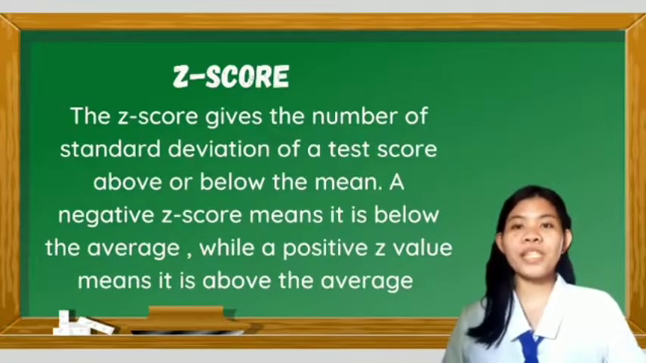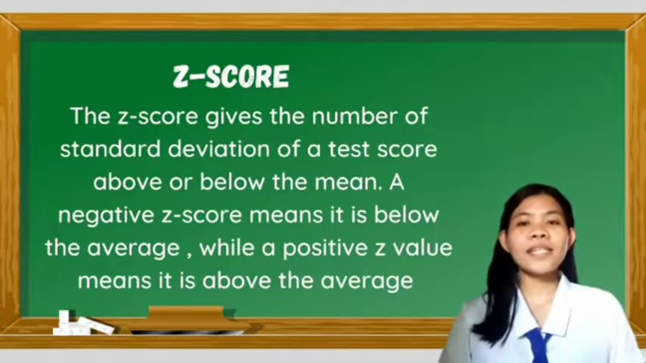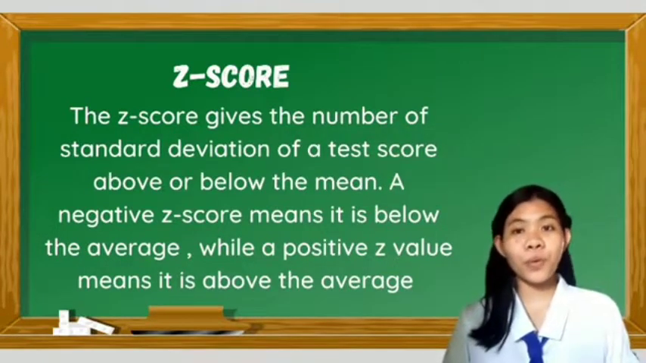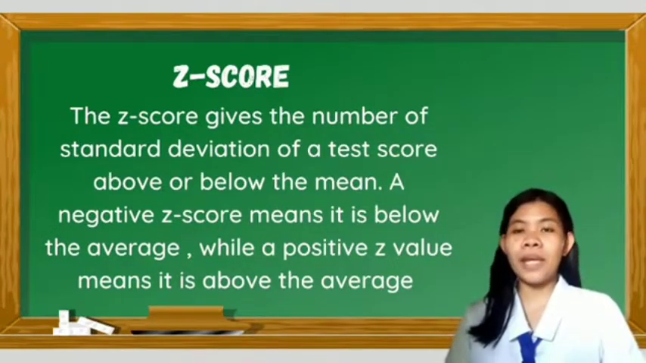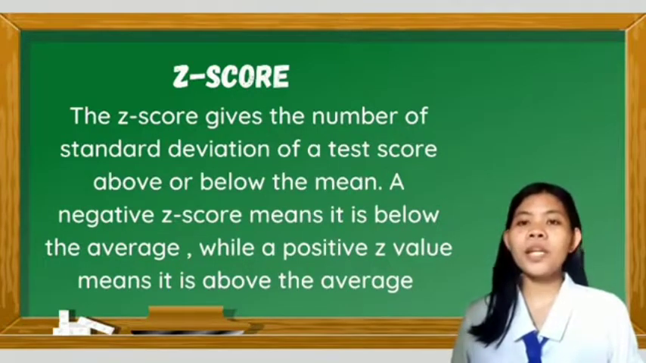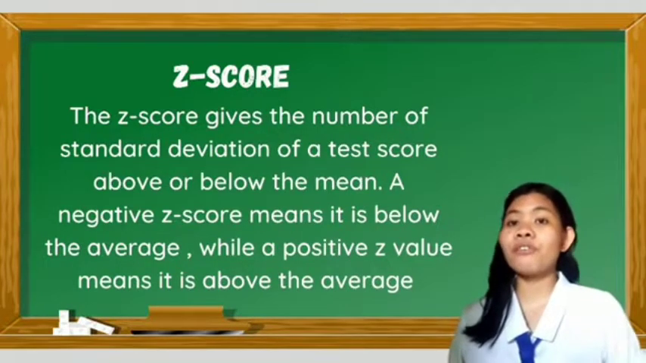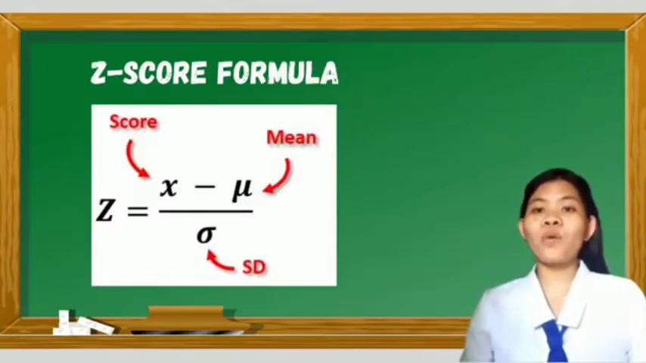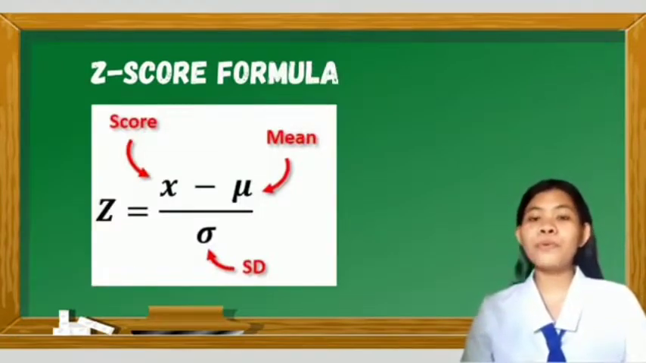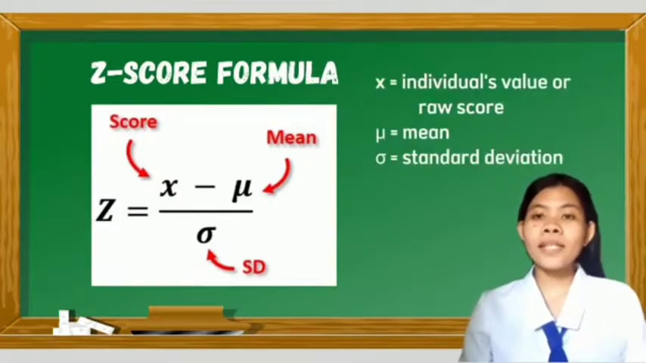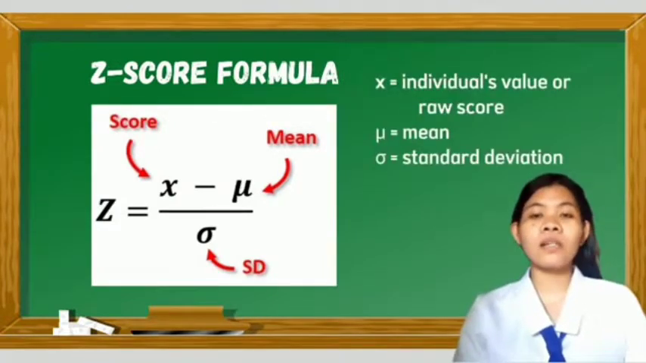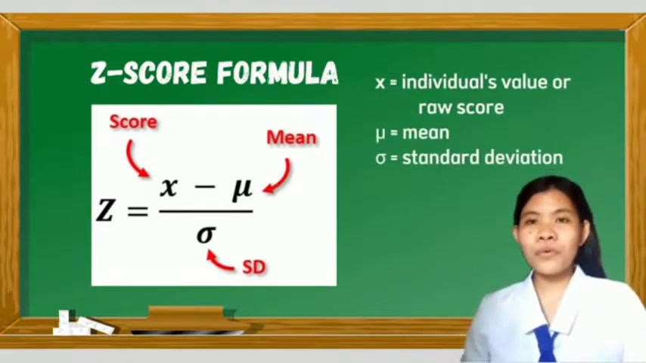Now let's go to Z-score. Z-score is a standard score which gives the number of standard deviations of a test score above or below the mean. It tells us how many standard deviations from the mean each value lies. The formula of Z-score is Z equals X minus mu over sigma, where X is the individual value, mu is the mean, and sigma is the standard deviation. I think most of us here are familiar with this, I assume.